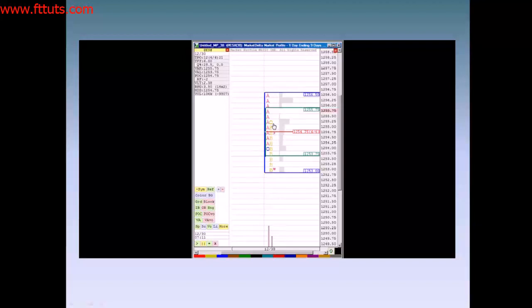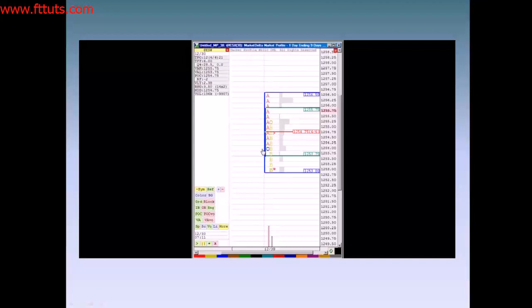Once B opened, we take a look at where did B open relative to A. And in fact, how many TPOs did we have for A? If we count 1, 2, 3, 4, 5, 6, 7, 8, 9, 10, 11, we had 11 TPOs. Is this a wide range or is this a narrow range? The only way that we can know that is if in fact we've been studying our instrument.